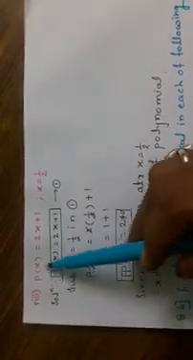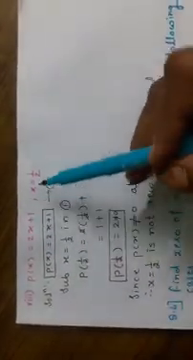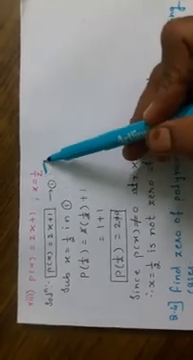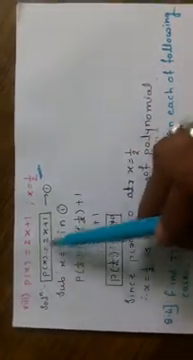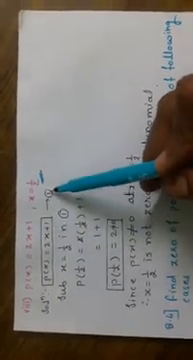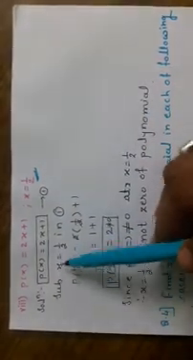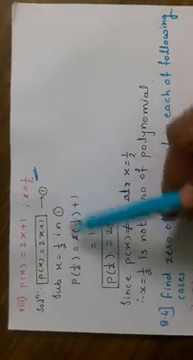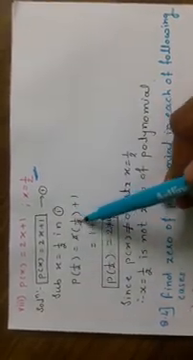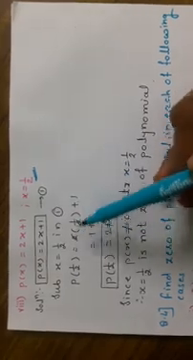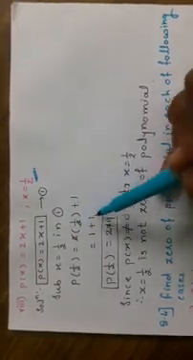Eighth problem, P of x is equal to 2x plus 1, and we have to check whether x equal to 1 by 2 is a 0 of the polynomial or not. We have this polynomial, we will call it equation 1, and we will substitute x equal to 1 by 2 in equation 1. So P of 1 by 2 is equal to 2 into 1 by 2 plus 1. The 2 cancels. 1 plus 1 is 2.